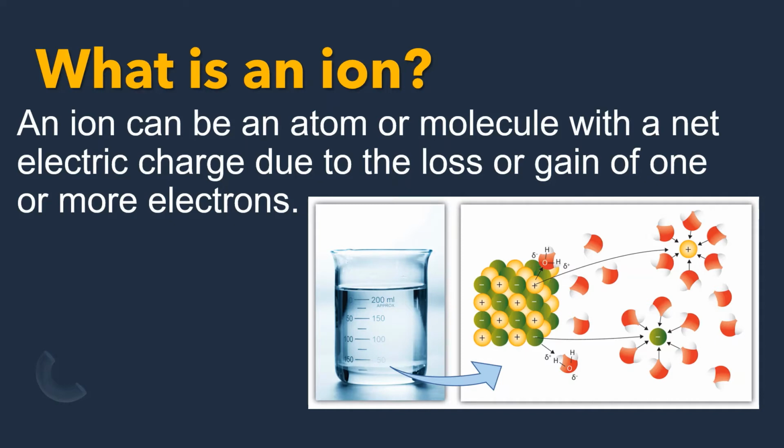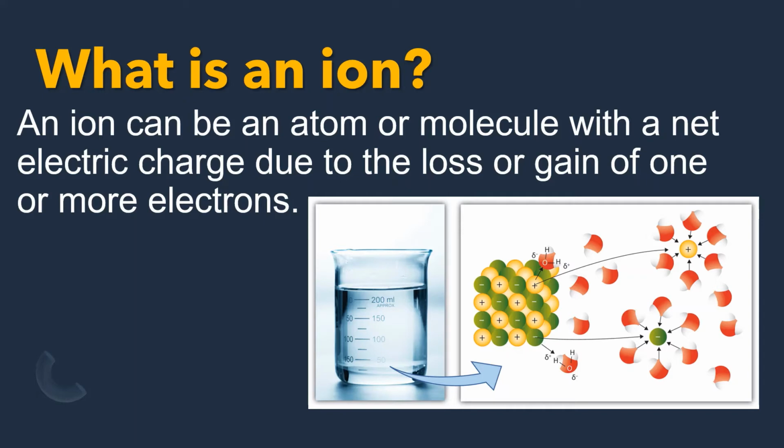What is an ion? An ion can be an atom or molecule with a net electric charge due to the loss or gain of one or more electrons. In that case, the number of electrons is not equal to the number of protons. When a stable atom gains or loses an electron, it becomes an ion.